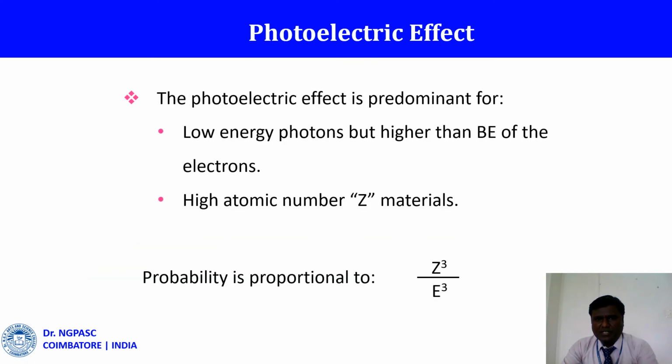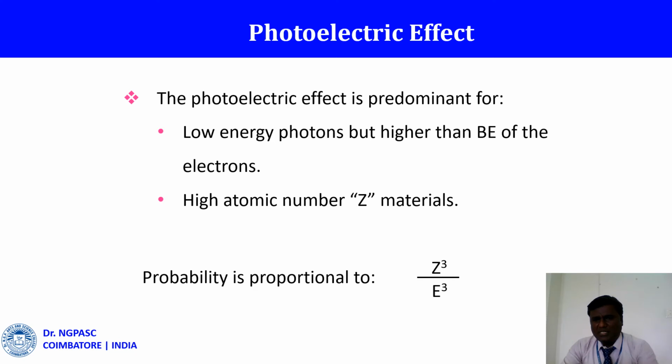The photoelectric effect is predominant for low energy photons, but higher than the binding energy of the electrons. When the material has a higher atomic number, the photoelectric effect will be more. So the probability is proportional to Z cubed and inversely proportional to E cubed. That means as energy increases, photoelectric absorption will be less.